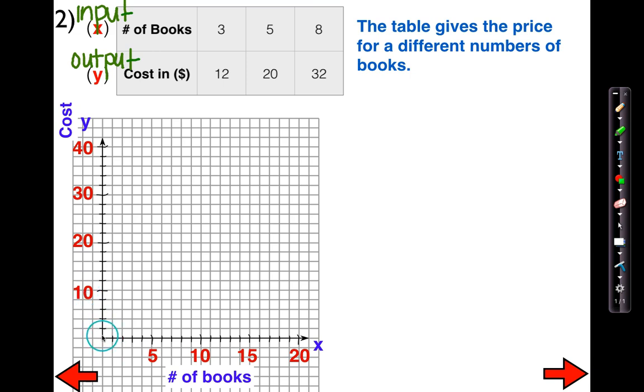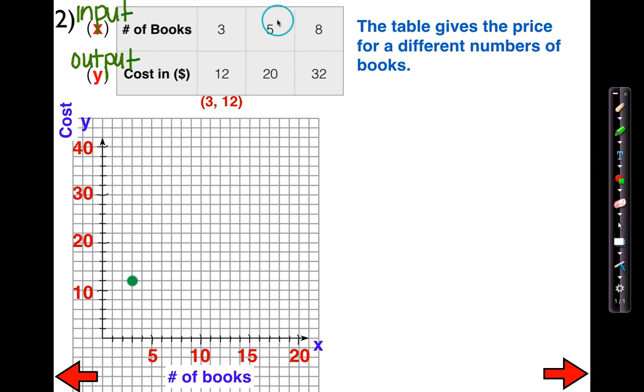It's actually going by 2s. So you'll see here it's going by 2, 4, 6, 8, 10, 12, 14, 16, 18, 20. So just keep that in mind. So with this first ordered pair, x is 3, y is 12. So I would have the ordered pair 3, 12. So I'm going to go 3 over 12, which is right here.